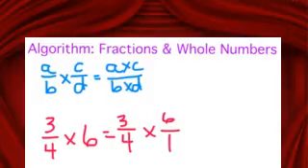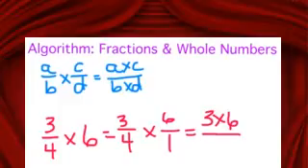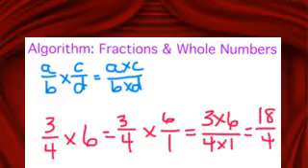Now we are going to refer back to this model for multiplying fractions. We can simply start by multiplying the numerators of each of these 2 fractions, 3 times 6. We will finish by multiplying the denominators, or 4 times 1. When we multiply these numbers together, we get 18/4. Since this is an improper fraction, we should simplify it.